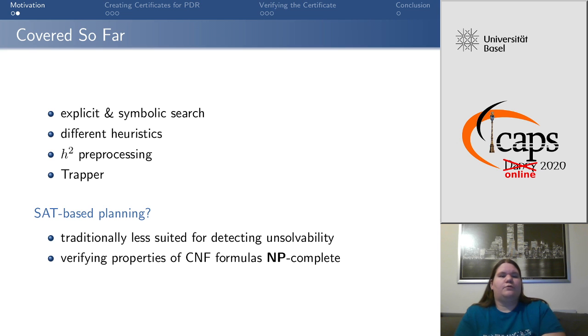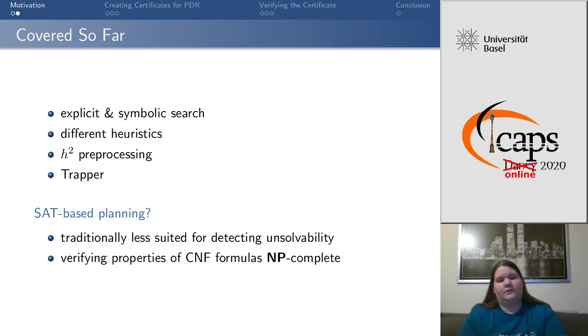We have already shown for several planning algorithms that they can create such certificates, among others explicit and symbolic search, heuristic search with different heuristics, the H2 preprocessing that is used in many IPC planners, and other algorithms such as Trapper. A noticeable gap in this list is, however, SAT-based planning.